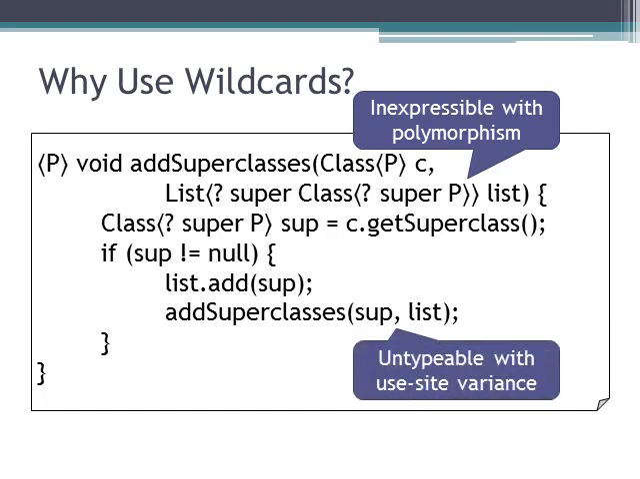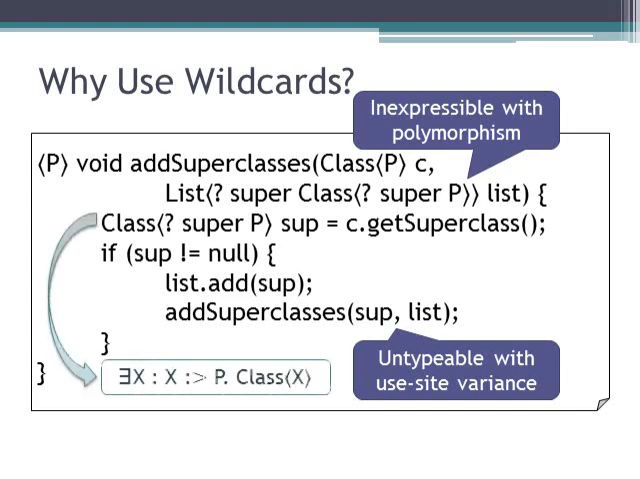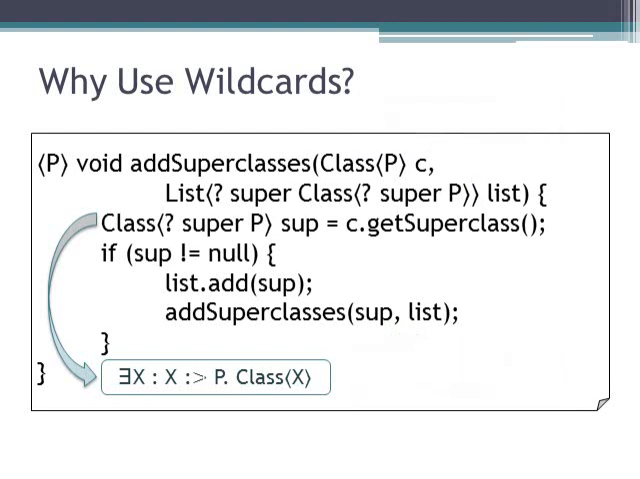Also, this method down here is actually untypable with just use side variance. You need a concept known as capture conversion in order to type check this method. The way you want to think of the type Class<? super P> is really as there exists an X such that X is a supertype of P and this is a Class<X>. This existential interpretation of wildcards is essential to understanding how Java's type system works and why it's so expressive. Unfortunately, with all this expressiveness comes a number of challenges.